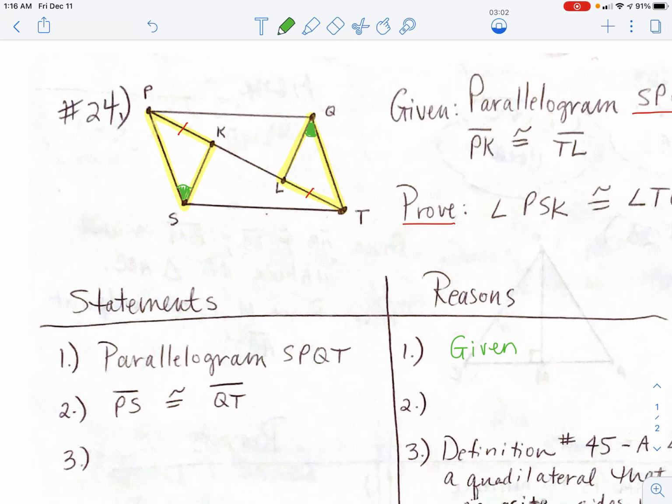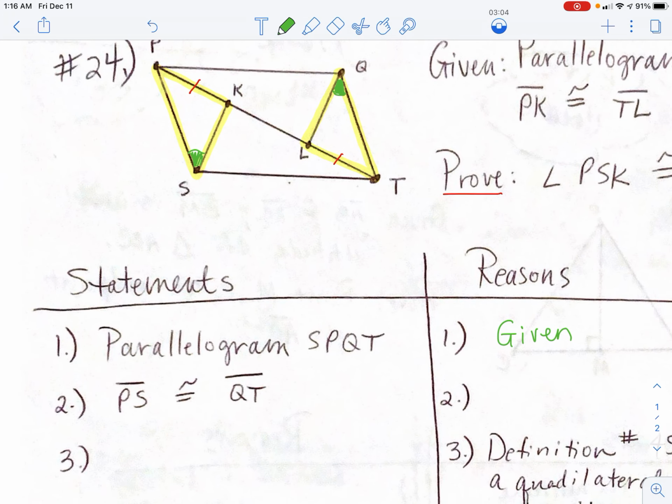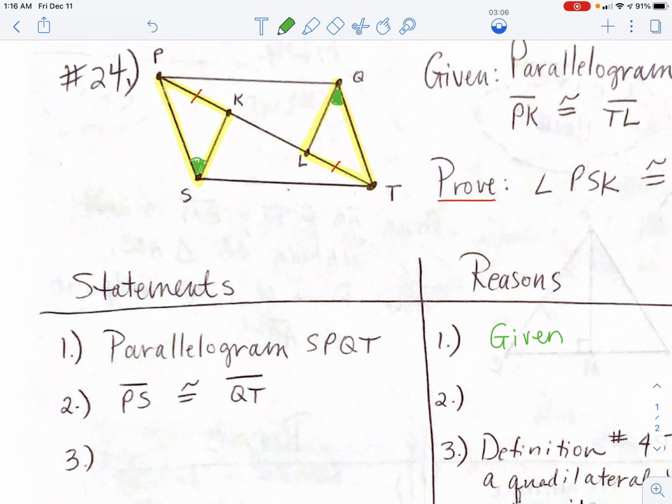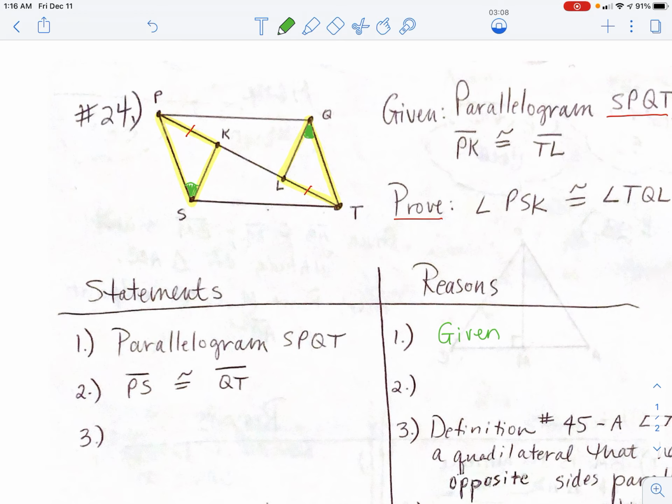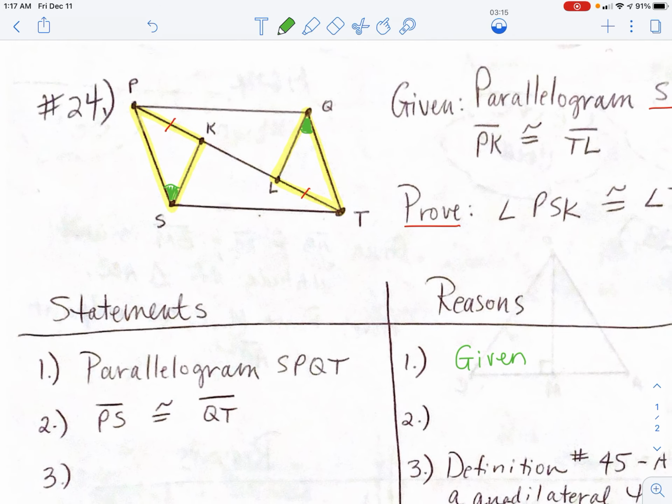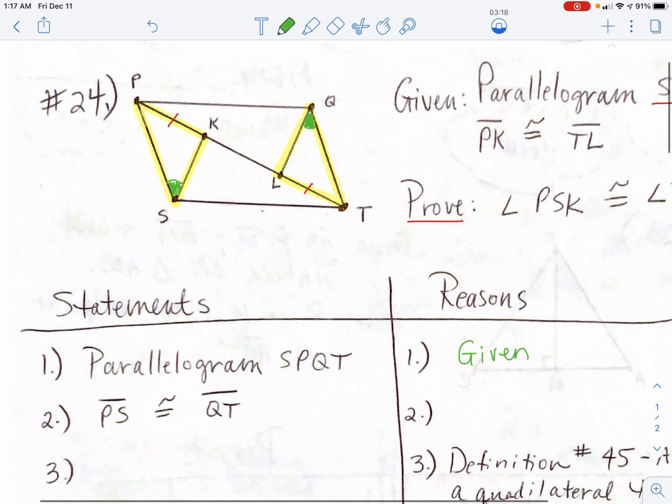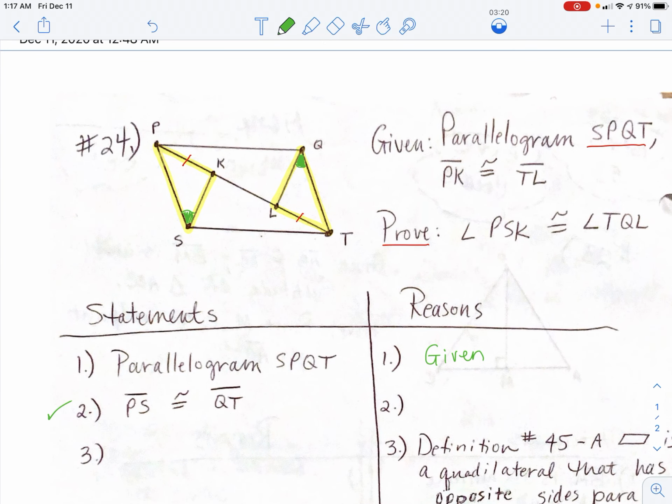It's important that they tell us that this is actually a parallelogram and that we don't just assume it, because now we can use that in our proof. Okay, so we said that PS and QT... no, we didn't say that yet. That's what we're going to say right now. I'm sorry, I thought that was one of the given pieces of information. It's not. So let's look at step 2 here. The statement: because it's a parallelogram, now we know that PS is congruent to QT.